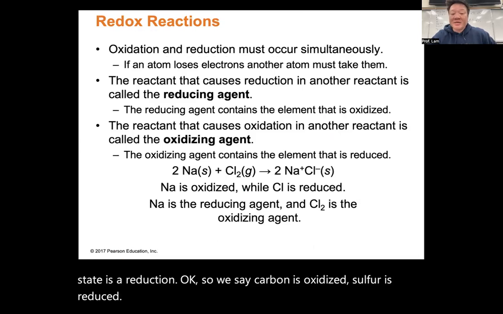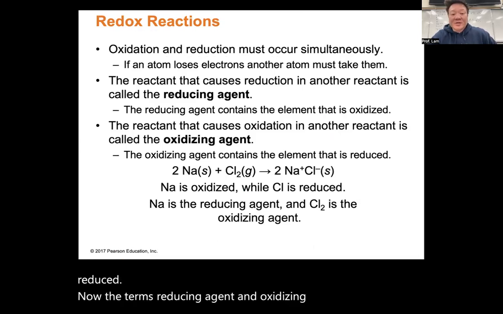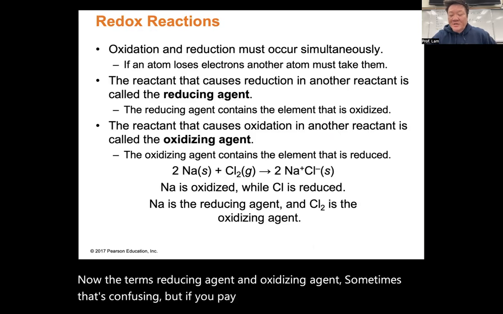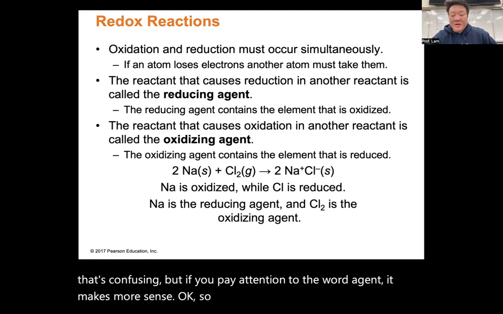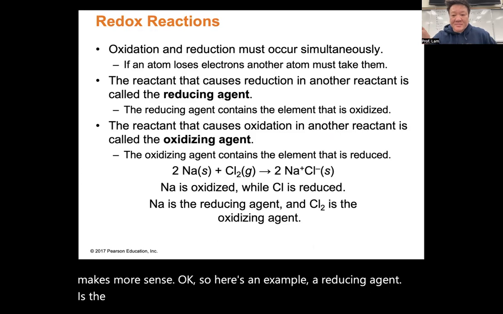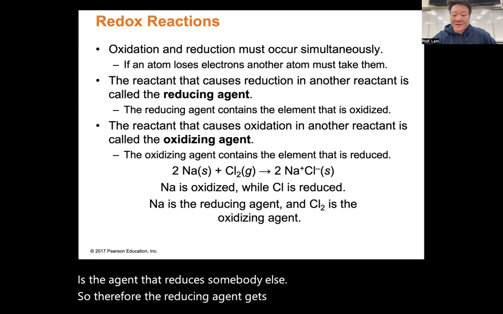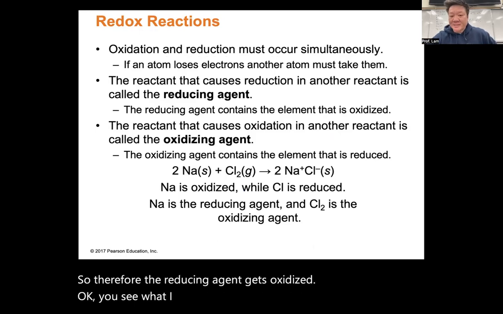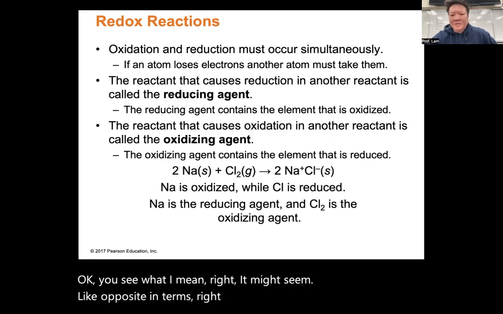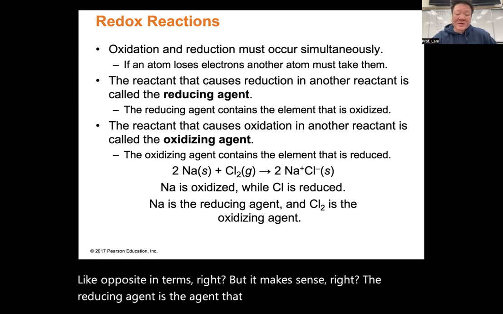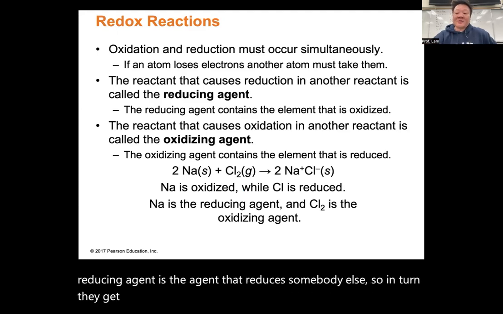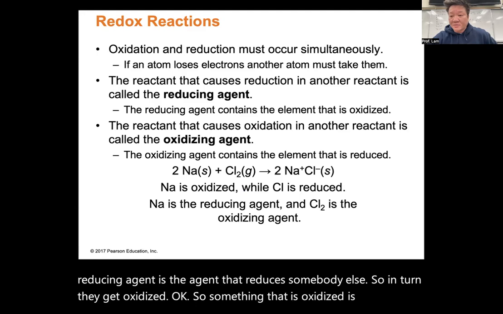Now, the terms reducing agent and oxidizing agent. Sometimes that's confusing, but if you pay attention to the word agent, it makes more sense. Okay, so here's an example. A reducing agent is the agent that reduces somebody else. So therefore, the reducing agent gets oxidized. It might seem like opposite terms, but it makes sense, right? The reducing agent is the agent that reduces somebody else, so in turn they get oxidized. So something that is oxidized is called the reducing agent.